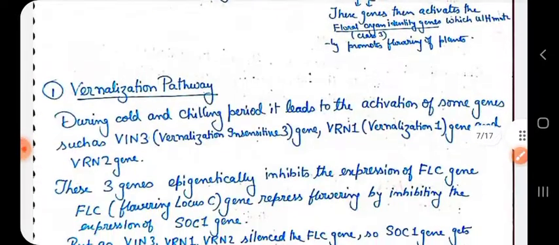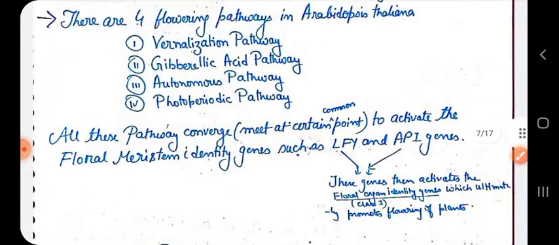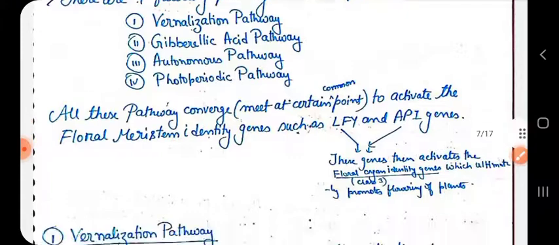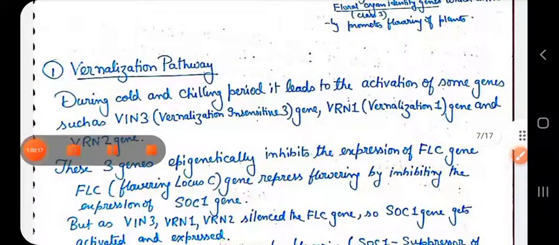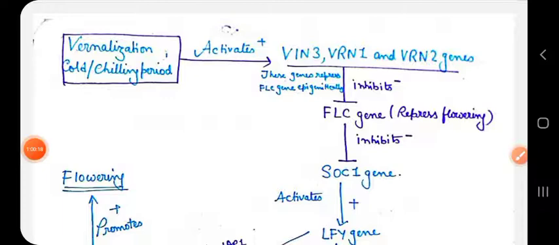Okay, let us start with the vernalization pathway. Let us discuss this pathway. I'm going for the flow chart here, and I will try to discuss the notes here. For simplicity, you can understand this pathway.